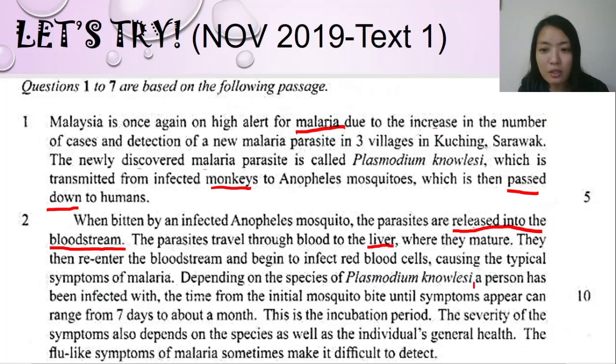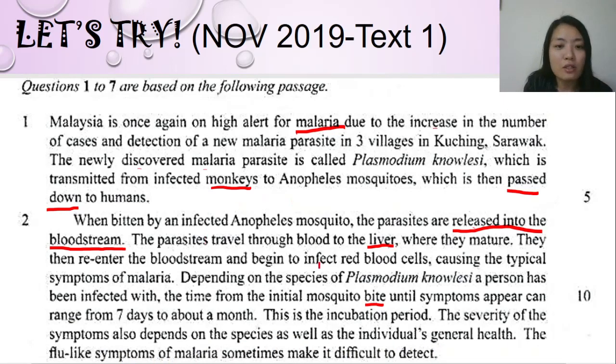Depending on the species a person has been infected with, the time from the initial mosquito bite until symptoms appear can range from 7 days to a month. So first we are bitten, and then the symptoms may appear later, from 7 days to about a month. This is the incubation period. The severity of the symptoms also depends on the species as well as the individual's general health. The flu-like symptoms of malaria sometimes make it difficult to detect.